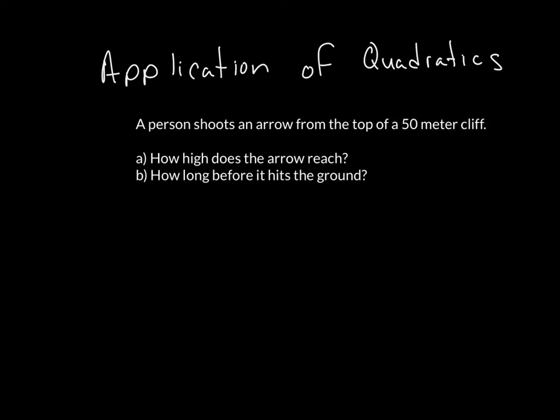Okay, so to start with, let's go ahead. I'm going to give you the equation for this. This would be something that would be given. The equation, which is h of t is going to equal negative 5(t minus 2) squared plus 70.